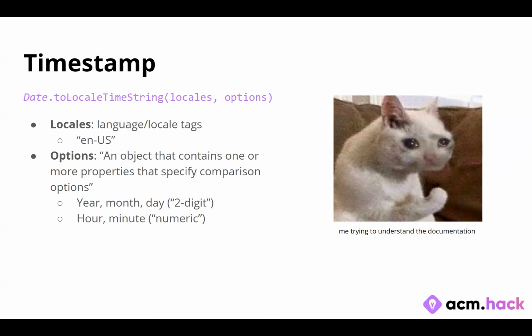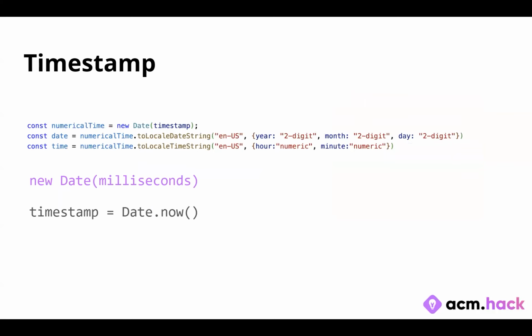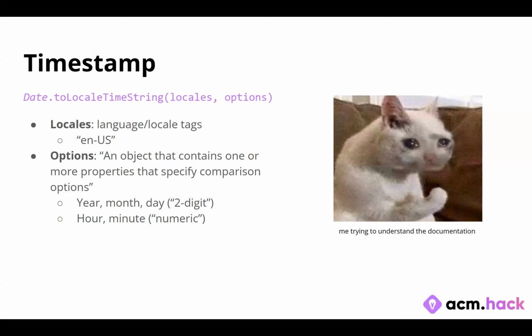And then the options, according to the documentation, it's just an object that contains one or more properties that specify comparison options. I think it just means you have different options for what you want to be displayed. So for the time string, we want hour and minute, and we want numeric. And for the day string, we want year, month, day, and we want it to be 2-digit. Two digits just basically means it's showing 2 digits. And numeric, I think, will automatically convert it. So it's just a number. So for example, for the time in the previous line, it says numeric, and that's so it shows the time as like 9:30 instead of 09:30. I think it just looks nicer that way, but it's just different.